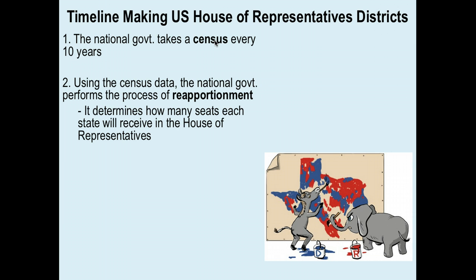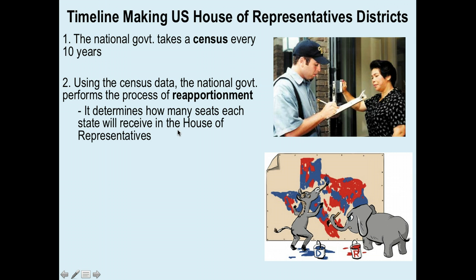After the national government takes a census, the national government performs a process called reapportionment. And the way I remember this concept is if you take a look at this part right here, portion is kind of like a piece of something. So if you are a big state, you're going to get a bigger portion. If you're a smaller state, you're going to get a smaller portion. So the more people you have in your state, the more seats you will get in the House of Representatives. If you're a small state, less people, less seats. I think you can remember that.